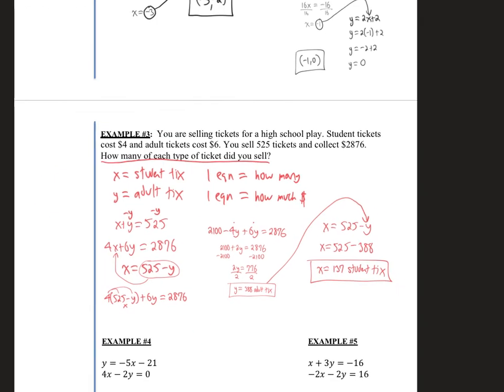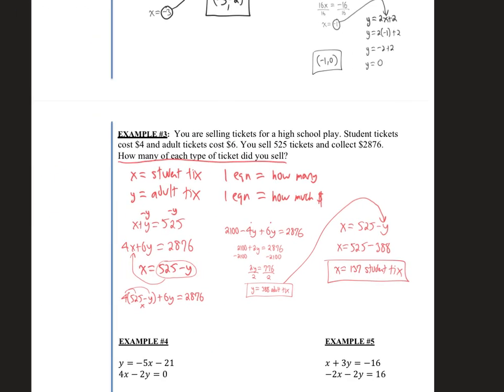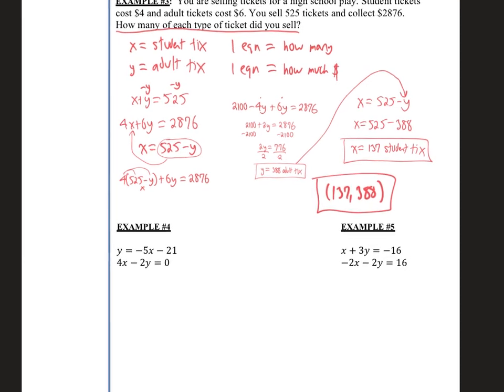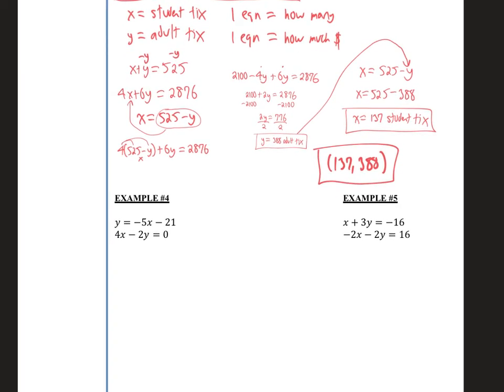All right, and there's our word problem. So if you wanted to write an ordered pair, it'd be 137, 388, which is a pretty big point across, but that's also an answer you could put. Okay, we have example 4 and 5, which you guys can try to solve on your own. We'll go over them in a second. Give them a try. All right, sounds good.